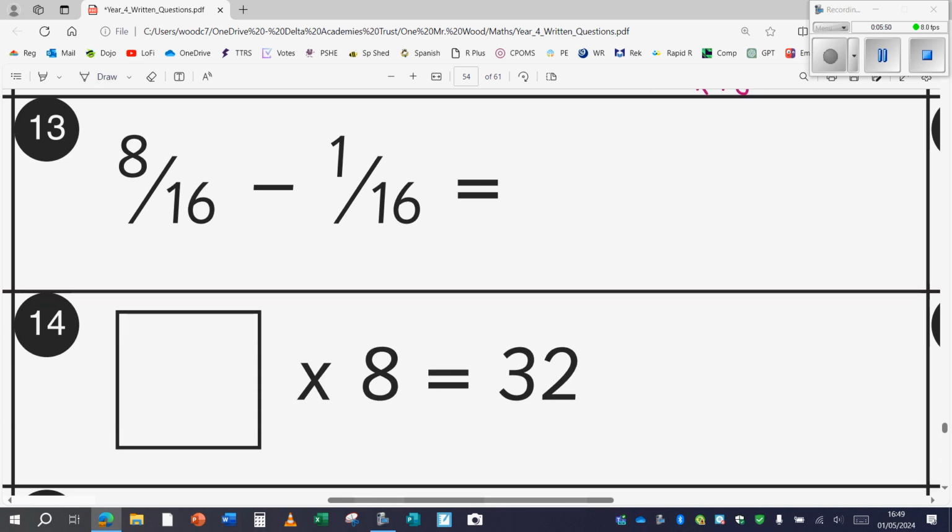Here we go. I've got 8/16. I'm taking away 1/16, so I keep my denominator the same, and I just do 8 take away 1, which would give me 7.